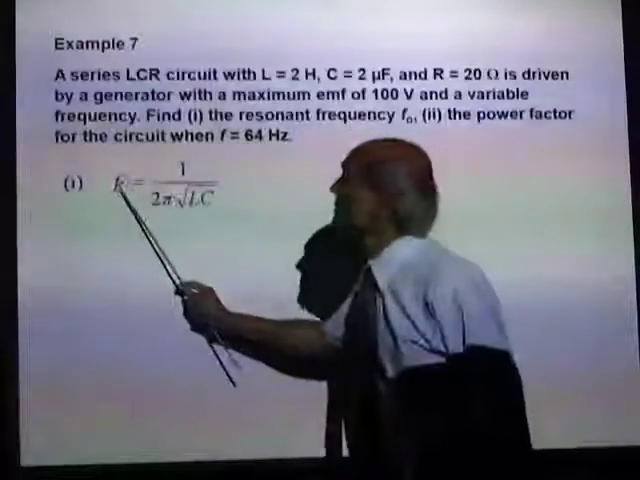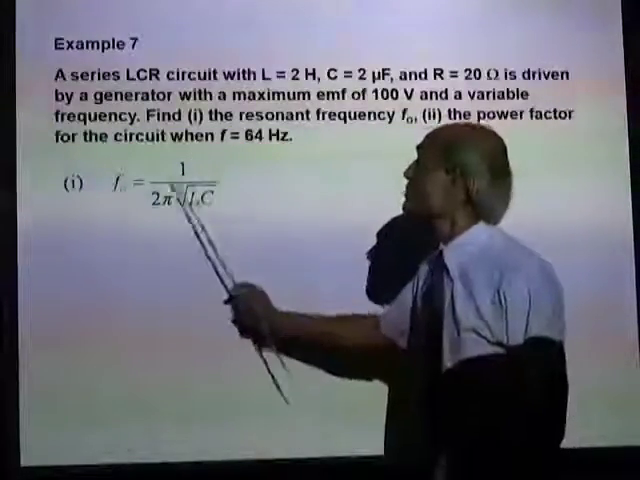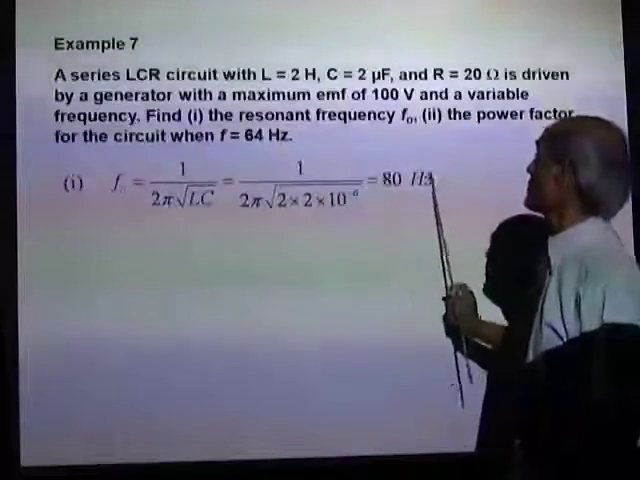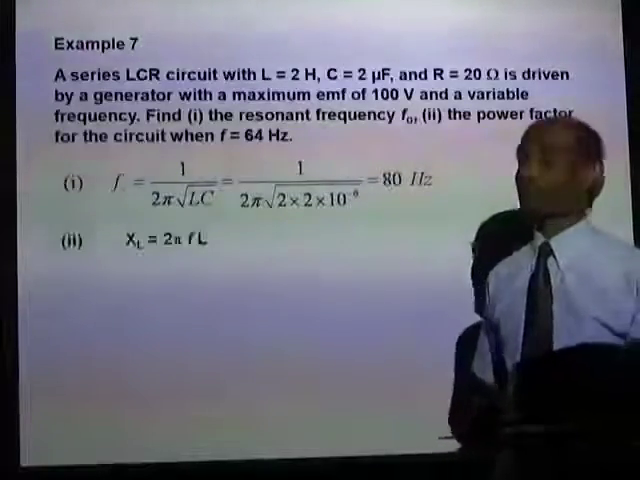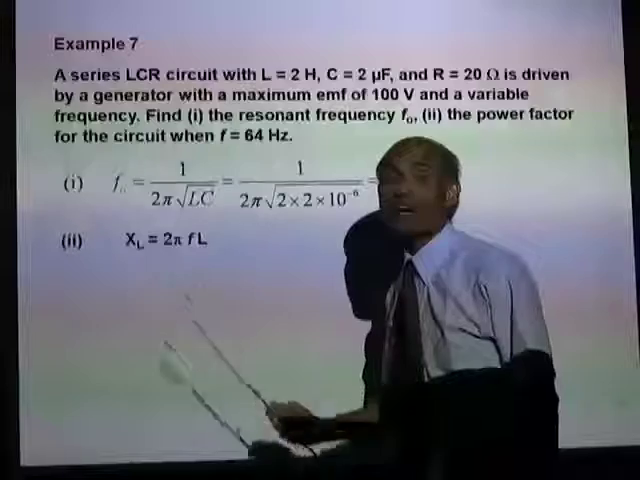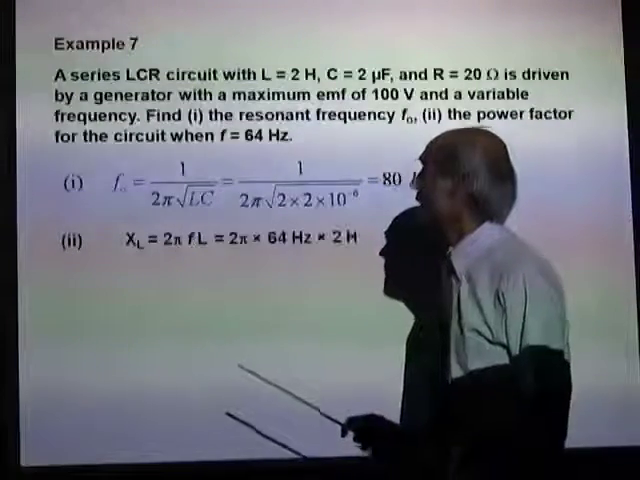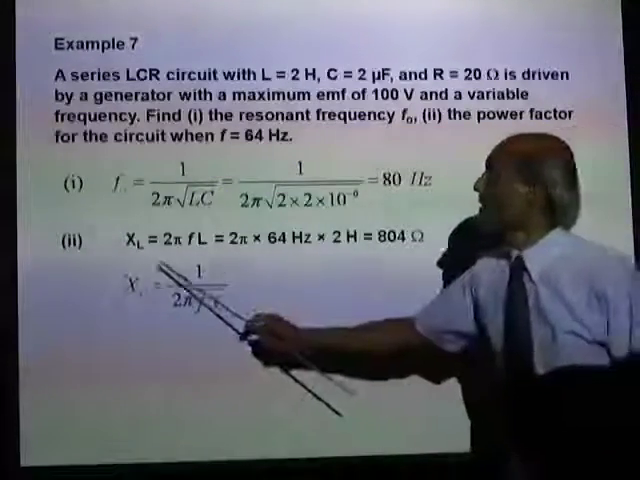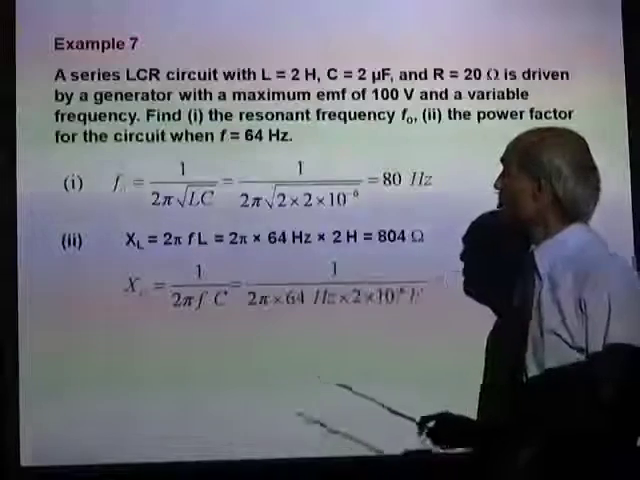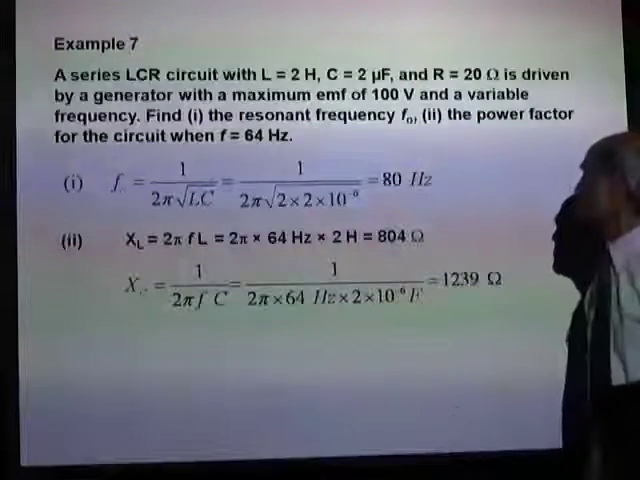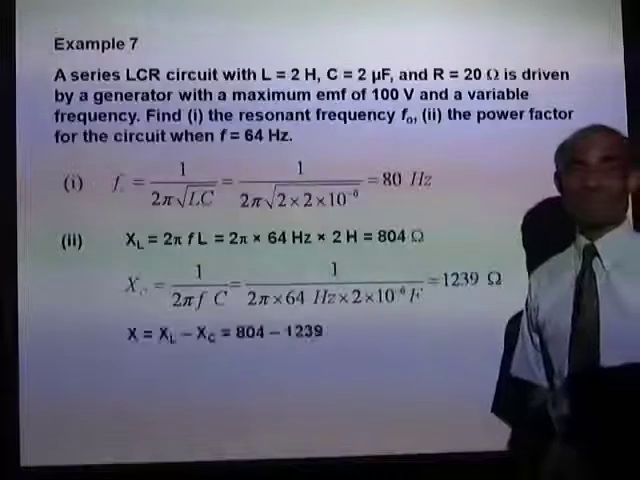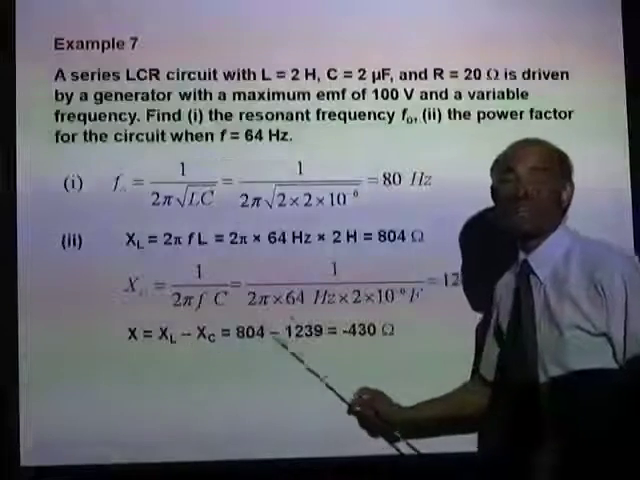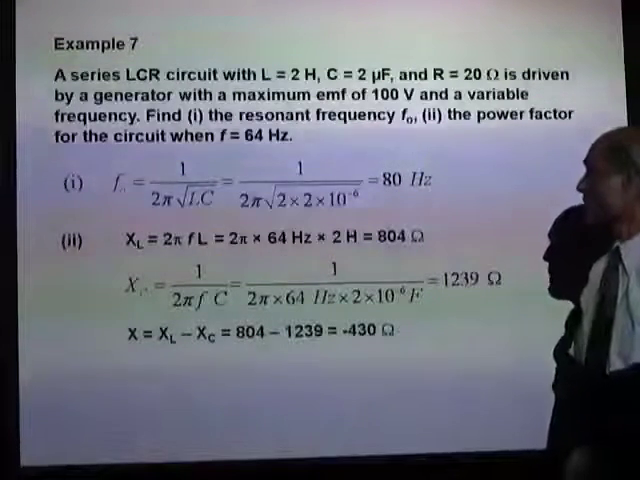Well, first, resonant frequency. F0 is 1 over 2 pi square root of LC. We know all those values. The resonant frequency is 80 Hertz. The inductive reactance is 2 pi FL, and using the values we have, 804 ohm. And the capacitive reactance by using the given values is 1239 ohm. So what is the net reactance? Net reactance is XL minus XC, that is negative 430 ohm.